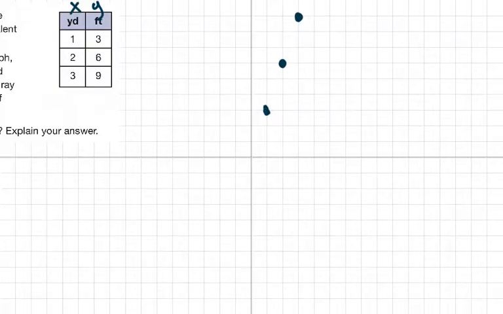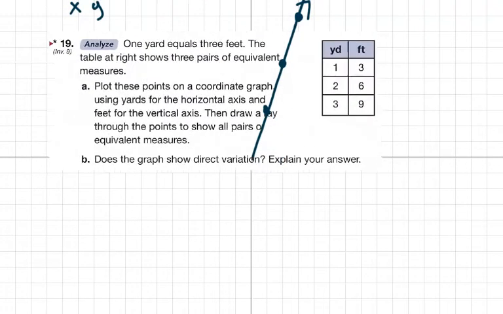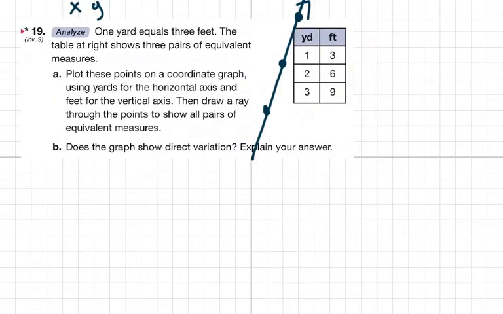Try that again. And it wants to know if it shows direct variation. It says draw a ray through the points to show all pairs of equivalent measures. Now I gotta say, my points start here, don't they? So you have to think, is this direct variation?